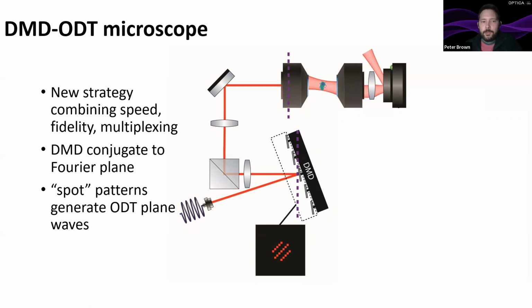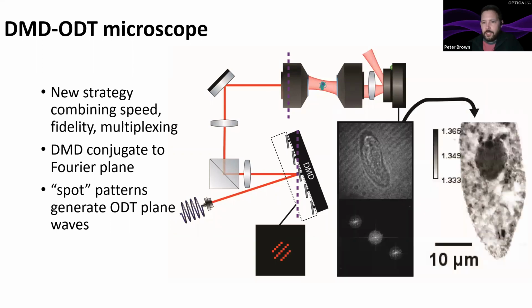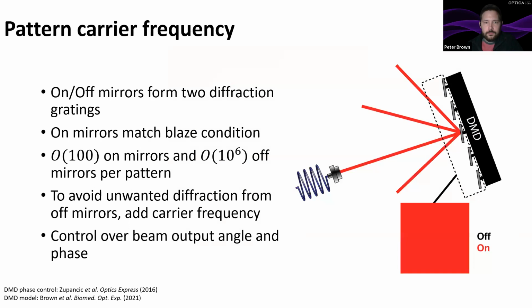And due to the small size of this pattern, there's significant Fourier broadening, which eliminates the unwanted diffraction orders typically present in binary patterns. And further, we can now change the angle of the plane wave by changing the position of this pattern on the face of the DMD. And so we can multiplex many plane waves together by combining many spot patterns at different spatial positions. Using this approach, we've obtained very nice results. Here I'm showing you a slice through a 3D refractive index reconstruction of a Tetrahymena cell.